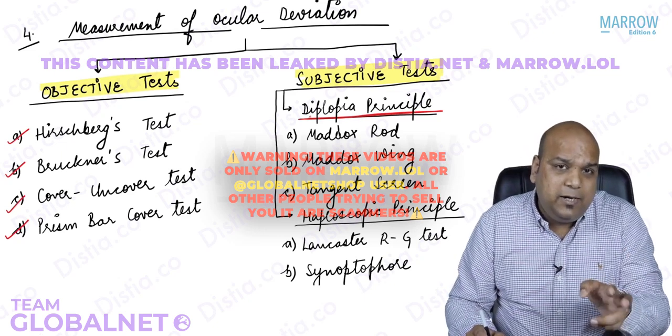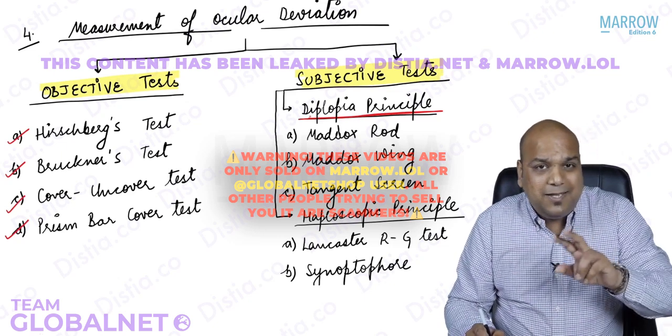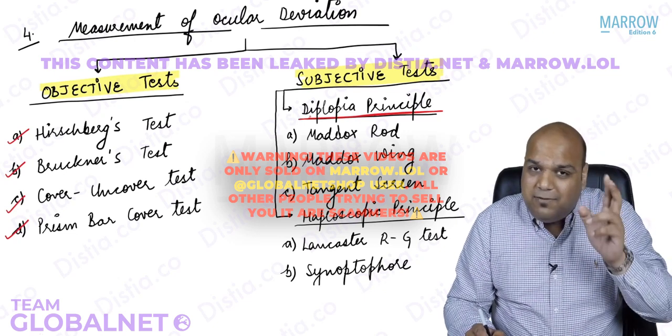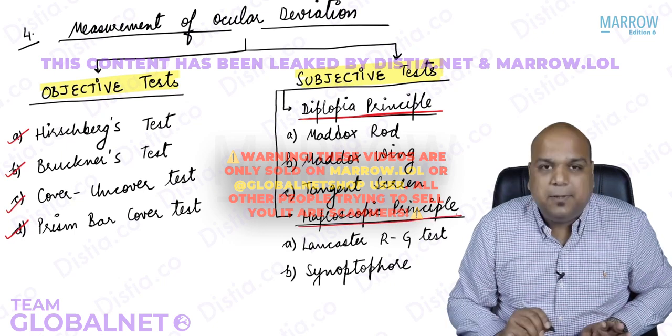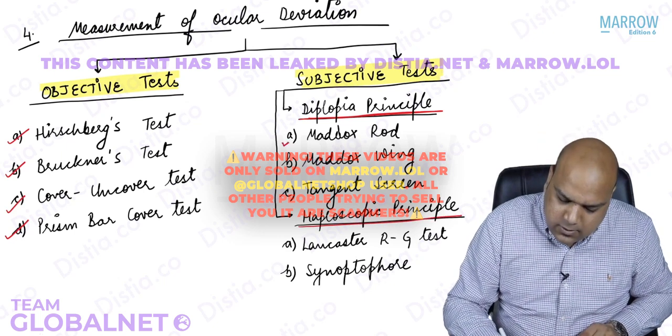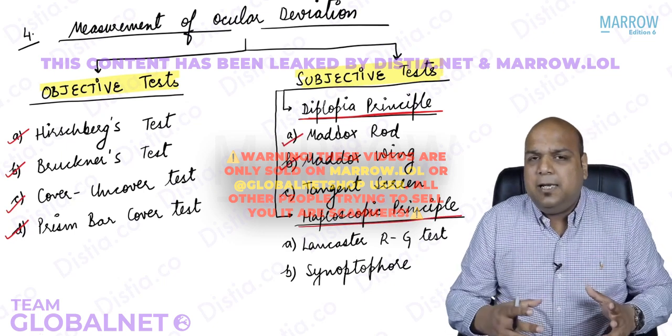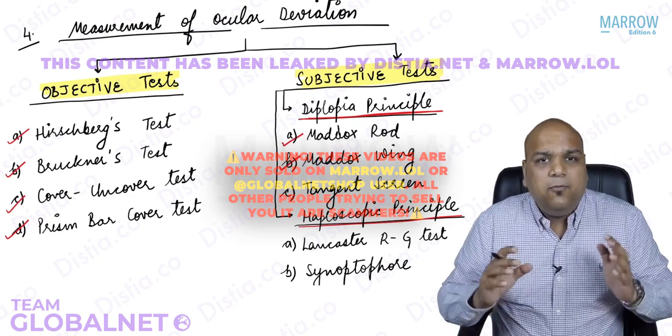If the patient has squint, diplopia will become a problem. Otherwise, it will not become a problem because I will be able to still fuse all the images, or on the haploscopic principle. Here I will be discussing just 2 important tests with you which are done commonly, the Maddox rod test and the Maddox wing test, guys.